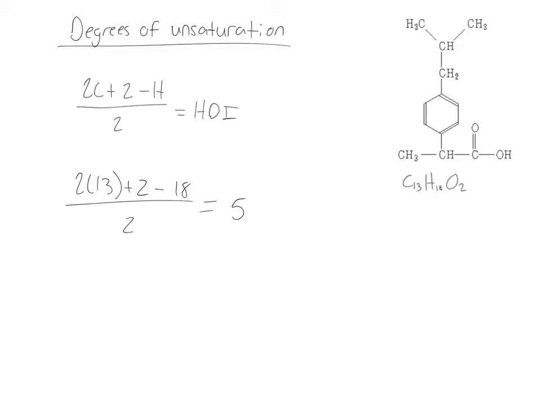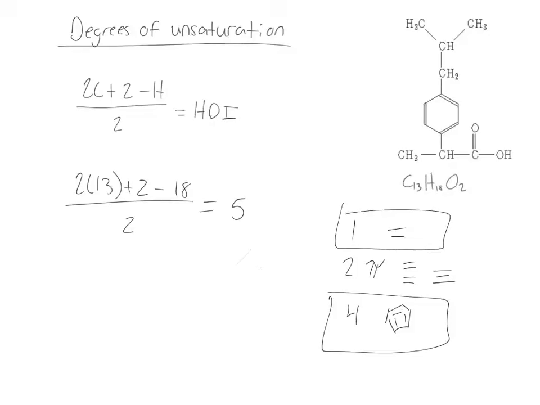An HDI of 1 would indicate a double bond. An HDI of 2 would represent 2 pi bonds, so this could mean either 2 double bonds or a single triple bond. An HDI of 4 would represent a benzene ring. And since this HDI is 5, I'm going to assume that I have a benzene ring as well as a pi bond present in ibuprofen.